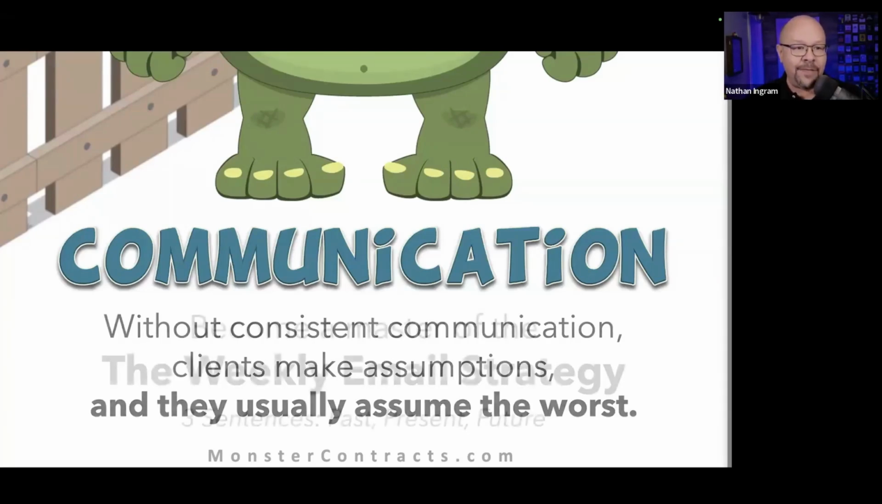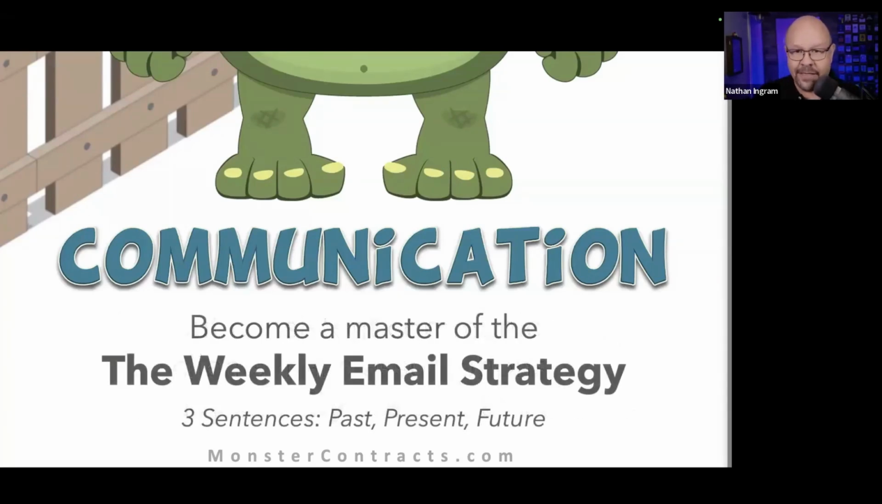And so I adopted from my friend Aaron Flynn something that I've come to call the weekly email strategy. It's basically a simple email that goes out every week that has a 3-sentence update, basically past, present, future. Past, this is what we did this week on the project. Present, this is where things are now in terms of the project completion and timeline. Future, this is what we're going to be doing next week. And if you have any questions or concerns, just let us know.